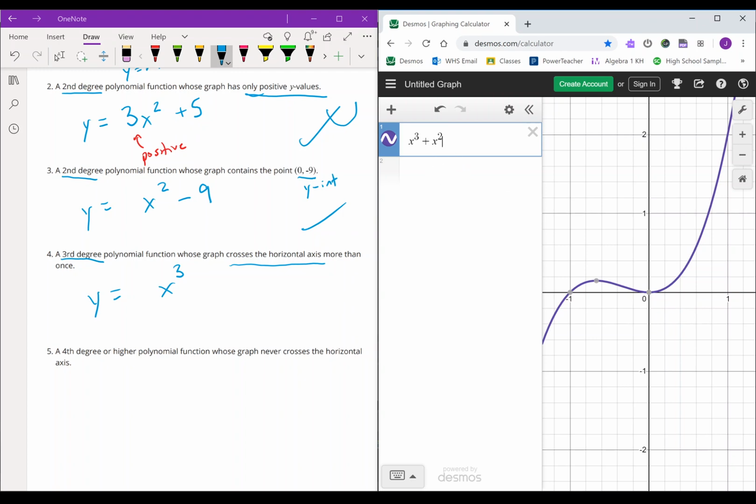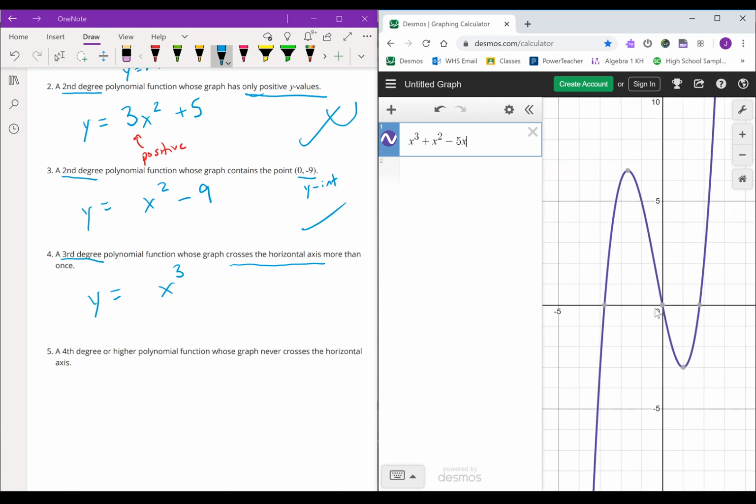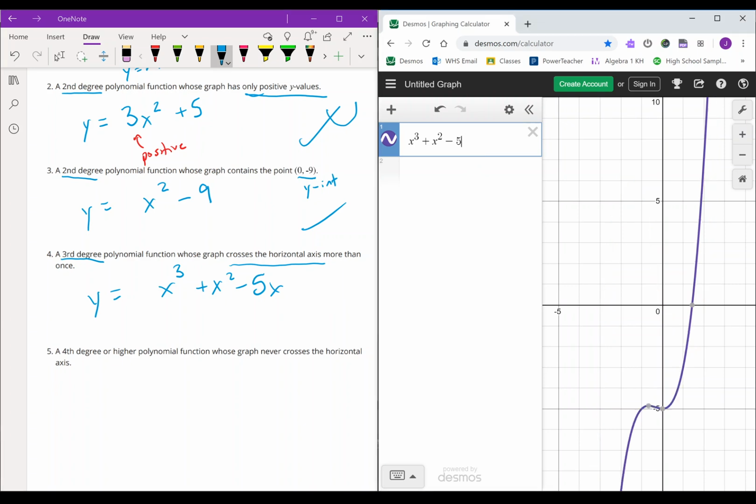Maybe I want to put something else in here, like minus 5x. What's that going to do? Let's zoom out. Now we're definitely crossing, boom, cross there, cross there, cross there. So this definitely crosses more than one time. So let's write that one down. X cubed plus x squared minus 5x. So we can kind of see as we add more terms in here, the polynomial starts to move a little bit more usually, right? If I take out the minus 5x, less stuff going on. If I take out the plus x squared, less stuff going on. Okay, so we're done with that one.